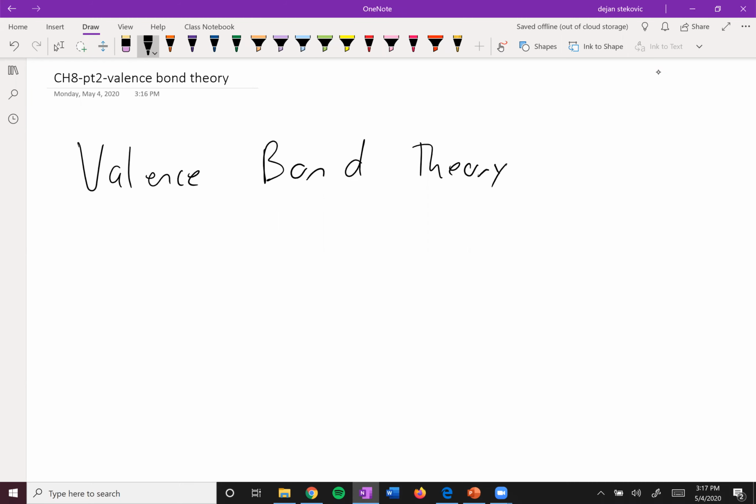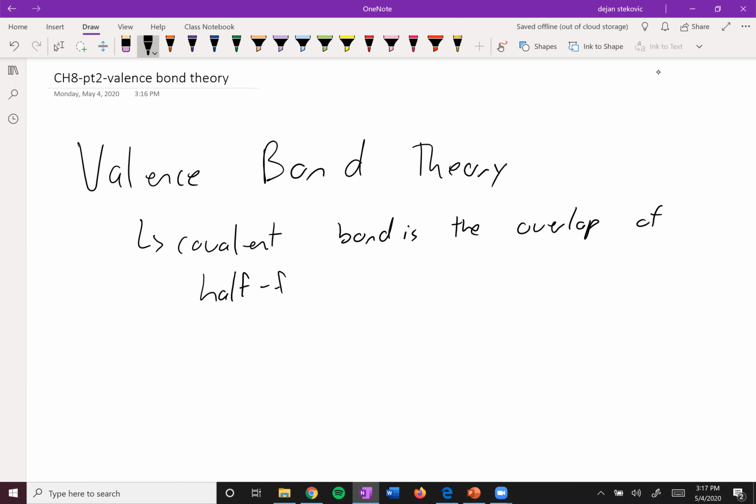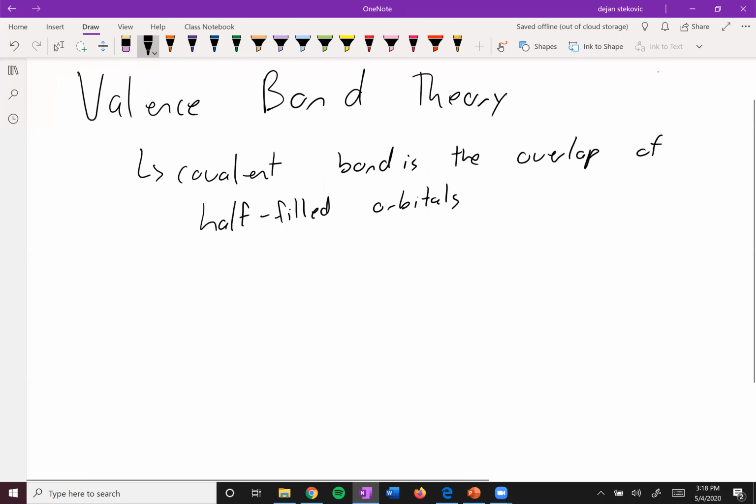All right, so the first theory we're going to look at is valence bond theory. Valence bond theory states that a covalent bond is the overlap of half-filled orbitals. Remember, orbitals can contain 2 electrons, so the idea here is when you have a bond, you have 2 half-filled ones, so they combine to completely fill it.